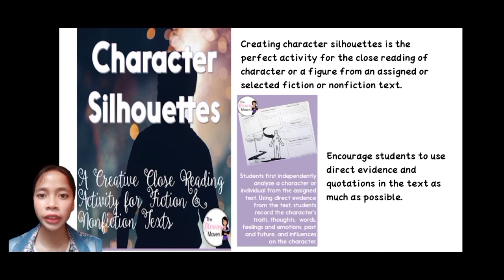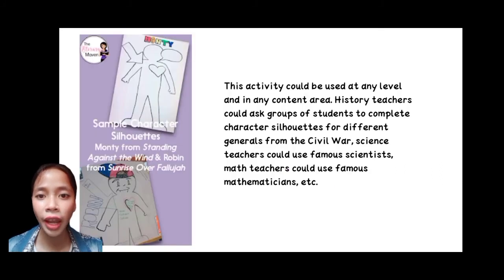Fourth is character silhouette. It is a perfect activity for the close reading of characters as a figure from the assigned or selected fiction or nonfiction text. Like literary postcards, character silhouettes are an activity that can be used with any level and can be used to reinforce the ideas of characters and characterization. This activity can be done during or after reading with any short story, novel, play, or nonfiction.